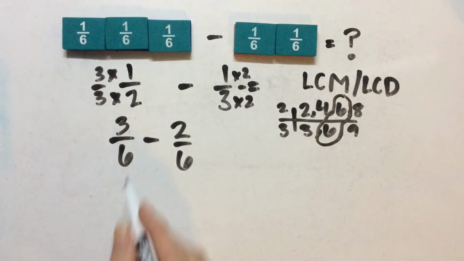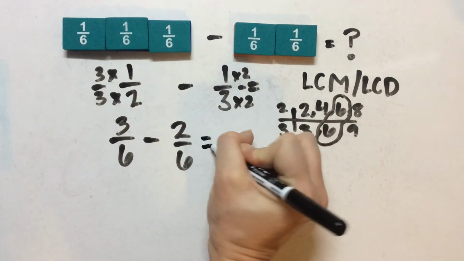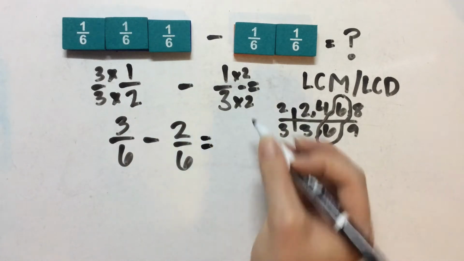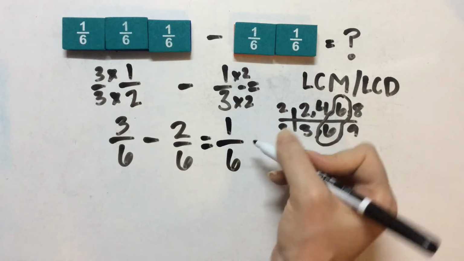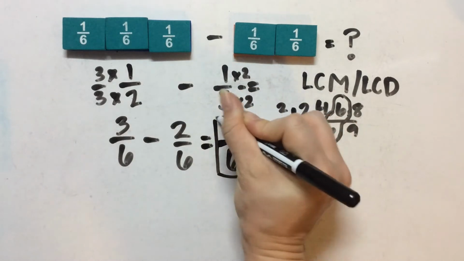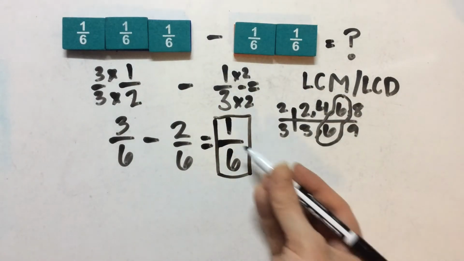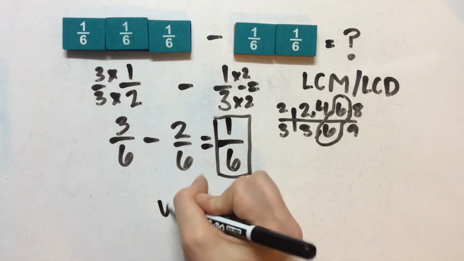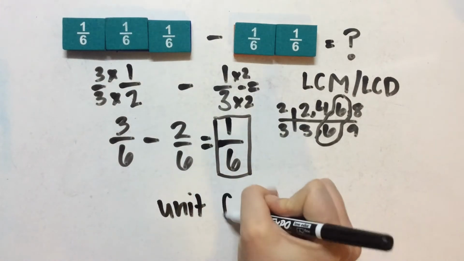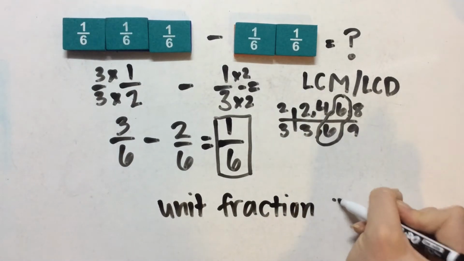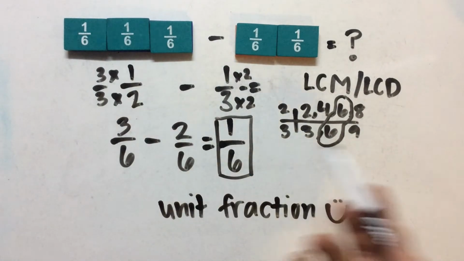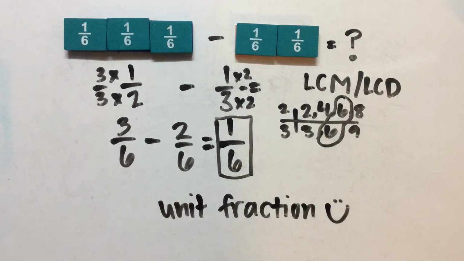So now we can take 3/6 and subtract 2/6. 3 minus 2 is 1, and the denominator stays the same. So we get 1/6. And we know this is in simplest form because it is a unit fraction. And that's another way you can find common denominators.